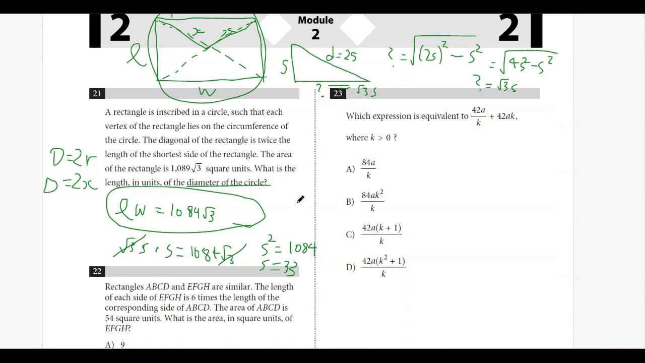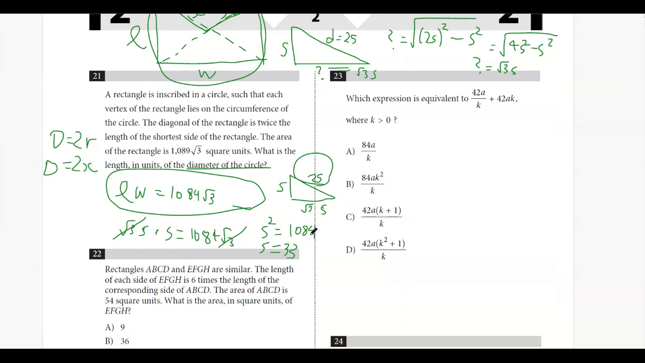So just a quick reminder of what the S is here. S is this one. We have 2S, and we have square root 3 S. Since we're looking for the diameter, all we have to do is get 2S. So last but not least, 2S is equal to 2 times 33, which is 66. So 66 is the correct answer for 21. I'll write it here once more.